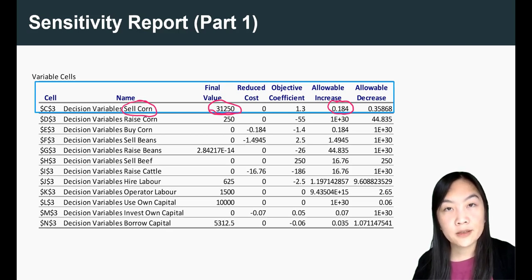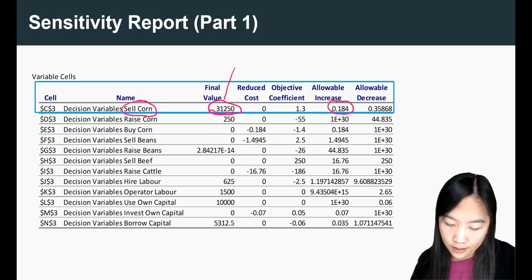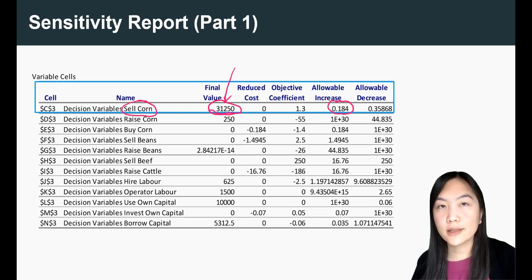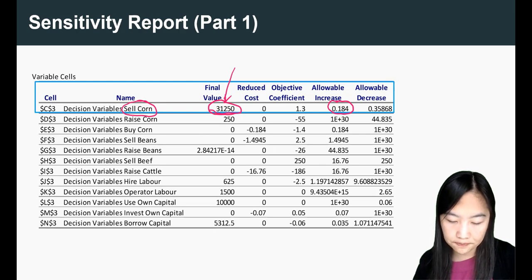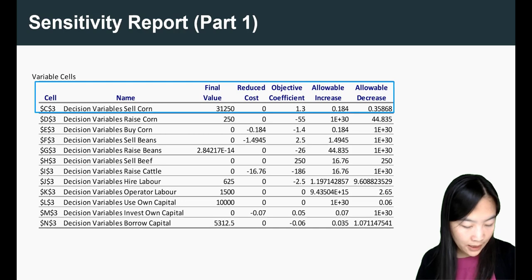So the profit is your objective function value. So here it only tells you the optimal solution doesn't change. It doesn't tell you that profit doesn't change. So I hope I made it very clear about that.